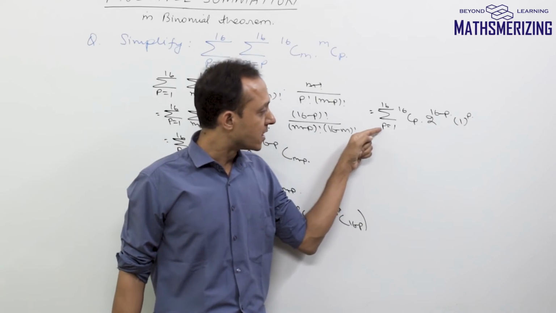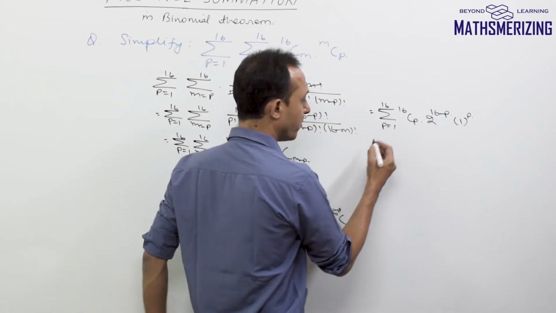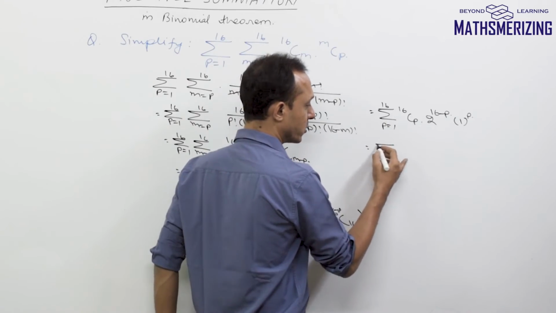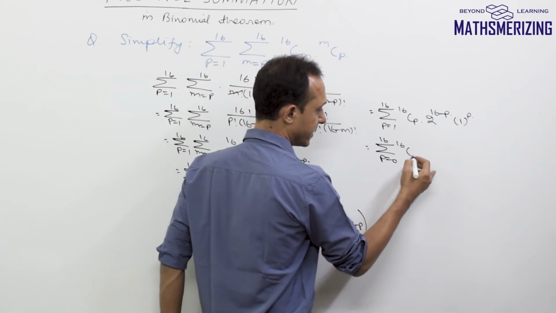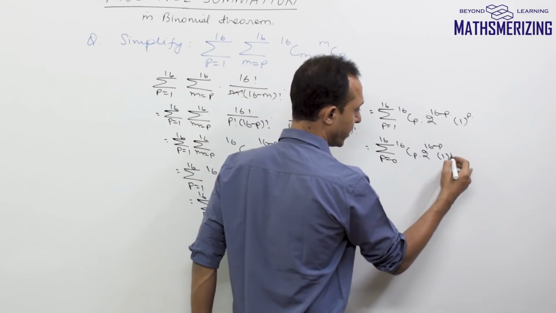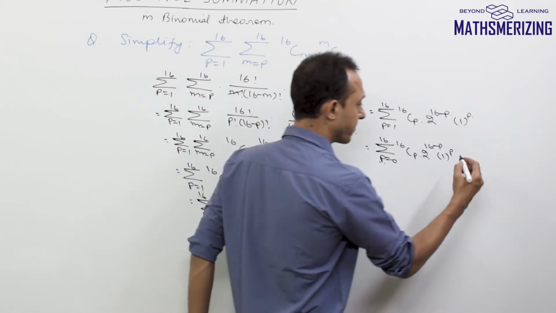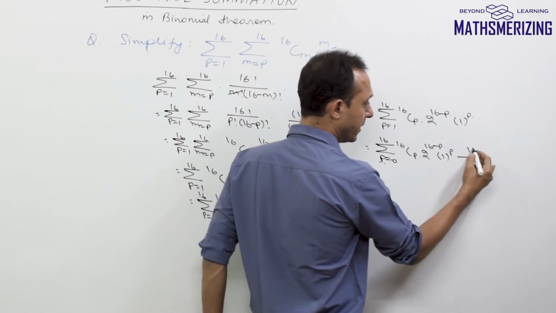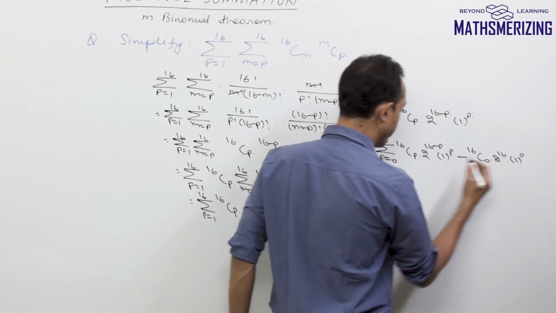But here the summation starts from 1. I need the summation to start from 0. So I'll add one more term and I'll subtract that term also. So I'll start from p equals 0 to 16, 16Cp, 2 to the power 16 minus p, and then 1 to the power p. And because we have added this term when the value of p is 0, I have to subtract that term also. So then it will be 16C0, 2 to the power 16 into 1 to the power 0.